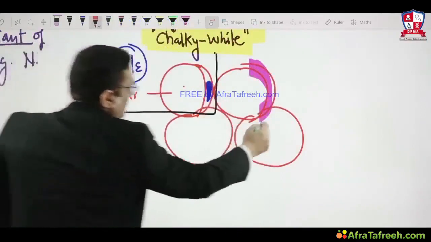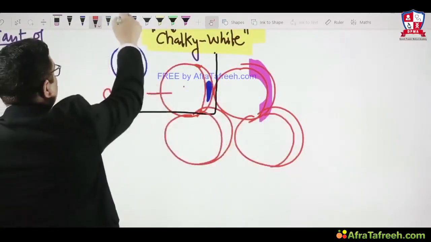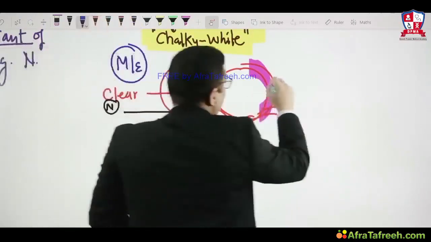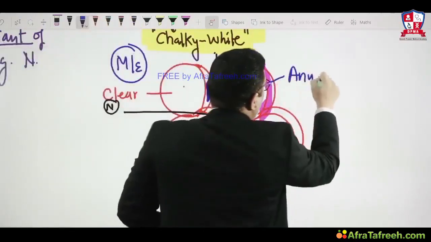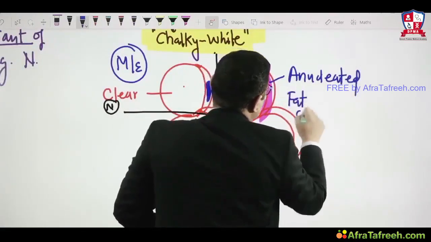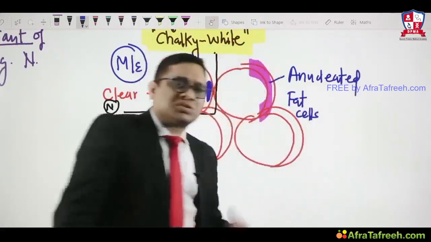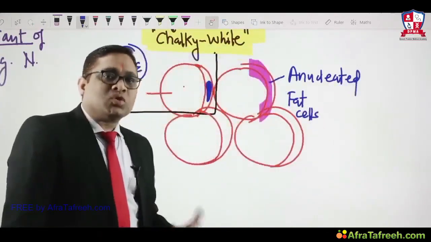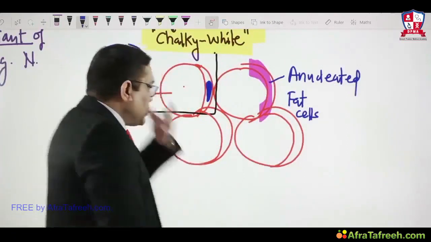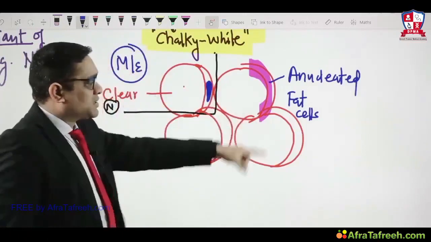So there will be no nucleus in any of them. These are anucleated fat cells. So how do we describe them? These are anucleated fat cells, sometimes also described as ghost cells, right? They are called ghost cells because there is no nucleus. So none of them will be having a nucleus. Here it was nucleus, but none of them is having a nucleus. So these are the ghost cells.